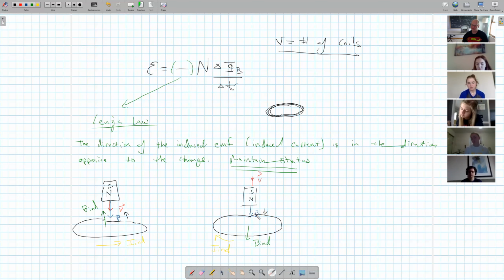So there are many different things we have to pay attention to. But again, Faraday's law says if this thing is changing, that induces an EMF. That EMF induces a current. That current induces a magnetic field. But we get the direction of the EMF and the direction of the current based off the direction of that induced magnetic field. So this is Faraday's law.